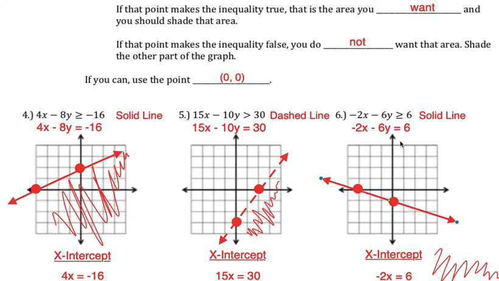The question is, do I want all of the ordered pairs above or below? So I check again (0, 0). Is 0 greater than 6? It is not. So this is the side that (0, 0) is on. It is false, so I'm going to shade the other side. So again, that is 3 examples of graphing inequalities that are in standard form.